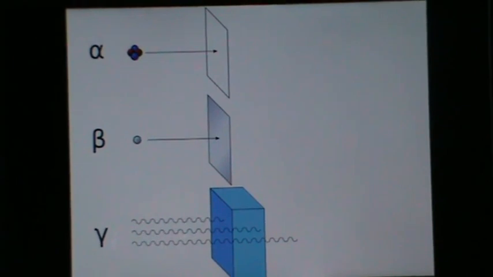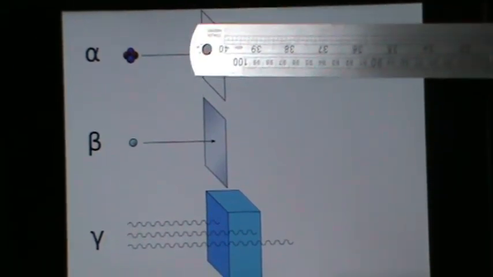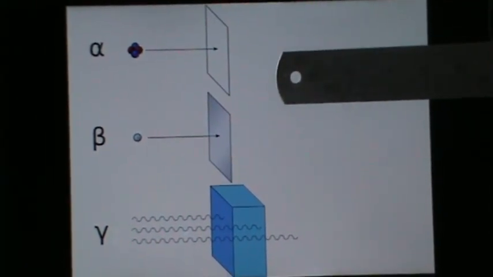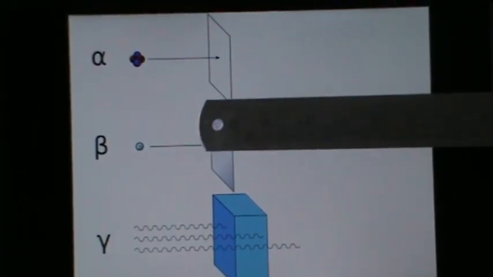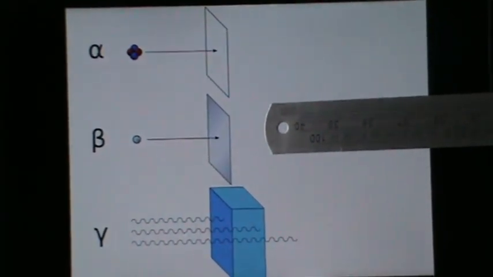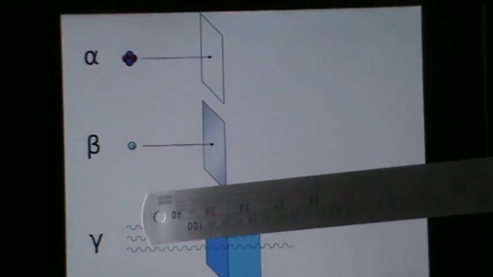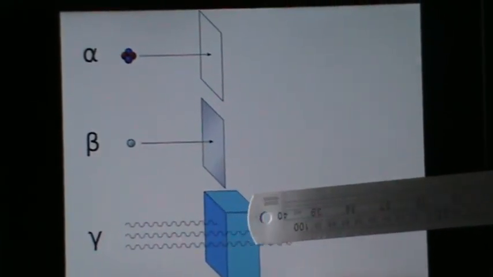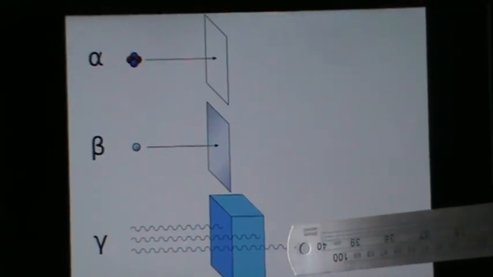Let's go over this again. So alpha is a bulky particle and it can be stopped easily by a sheet of paper. Beta is a fast-moving electron which can be stopped by a sheet of aluminium. Gamma is not a particle but electromagnetic waves and can only be stopped by thick lead or concrete.